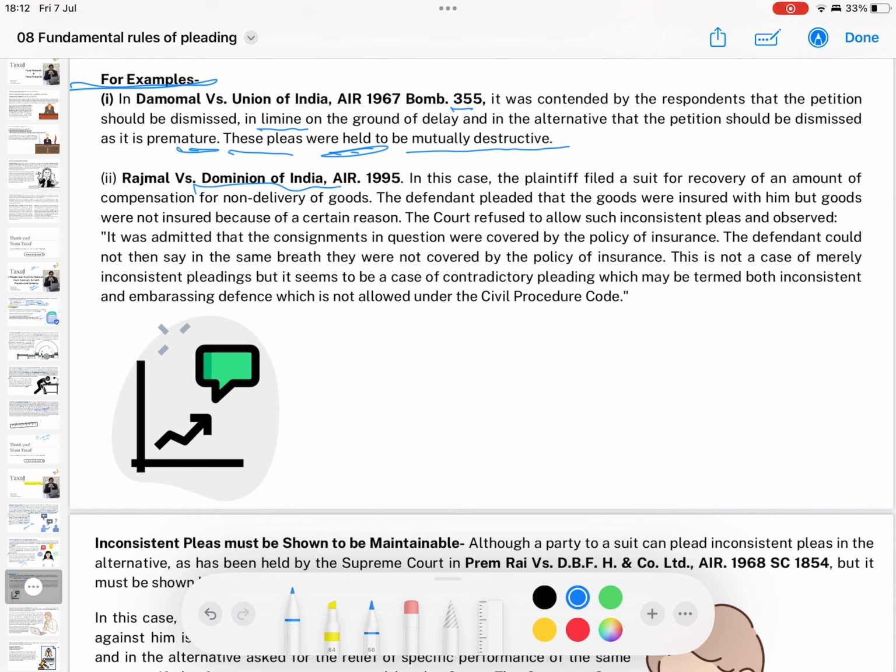Rajmal versus Dominion of India. In this case, the plaintiff filed a suit for recovery of compensation for non-delivery of goods. The defendant pleaded that goods were insured with him, but also that the goods were not insured because of certain reason. The court refused to allow such inconsistent pleas and observed it was admitted that the consignment in question was covered by the policy of insurance. The defendant could not then say in the same breath they were not covered by the policy of insurance. This is not a case of merely inconsistent pleading, but a case of contradictory pleading, which may be termed both inconsistent and embarrassing defense, which is not allowed under the C.P.C.